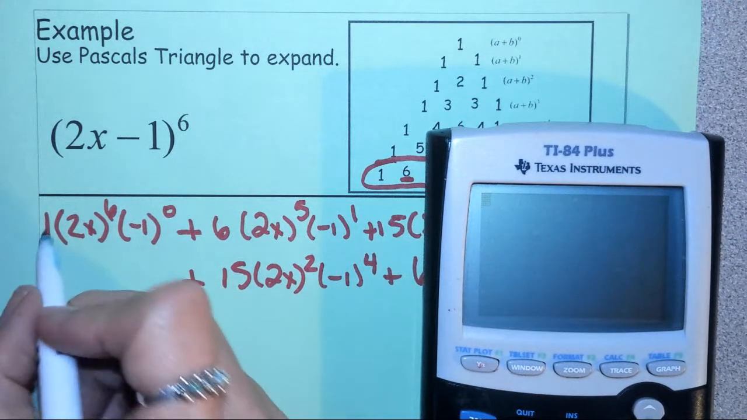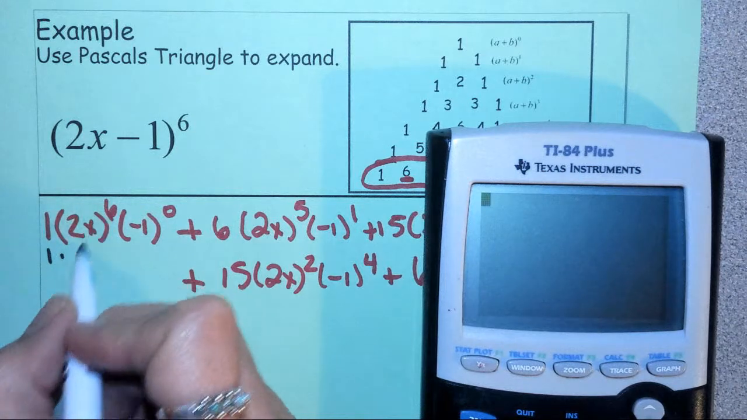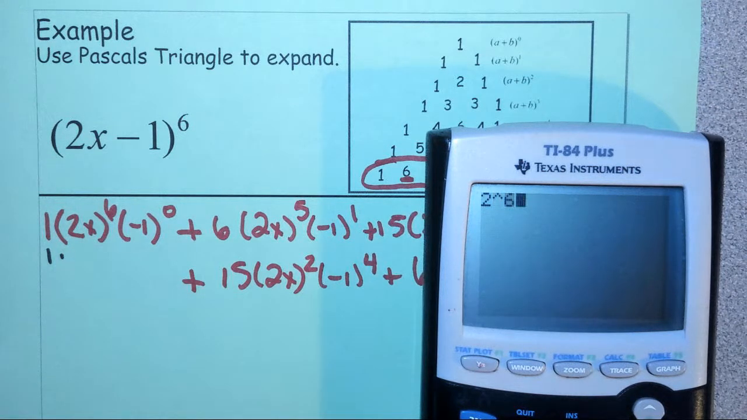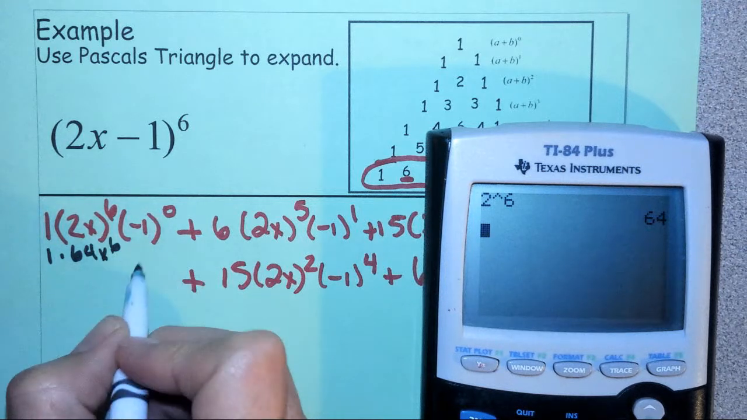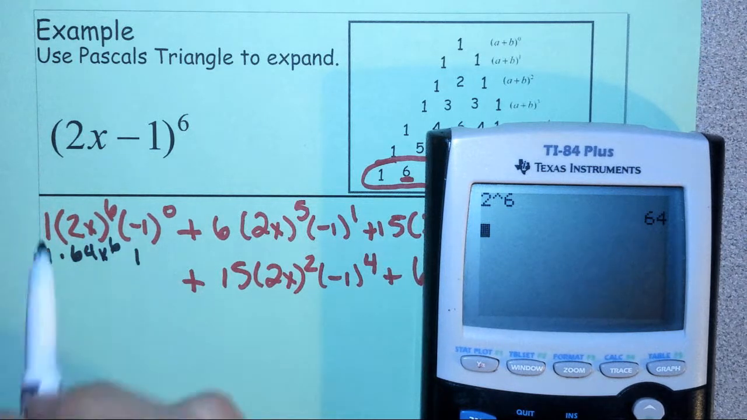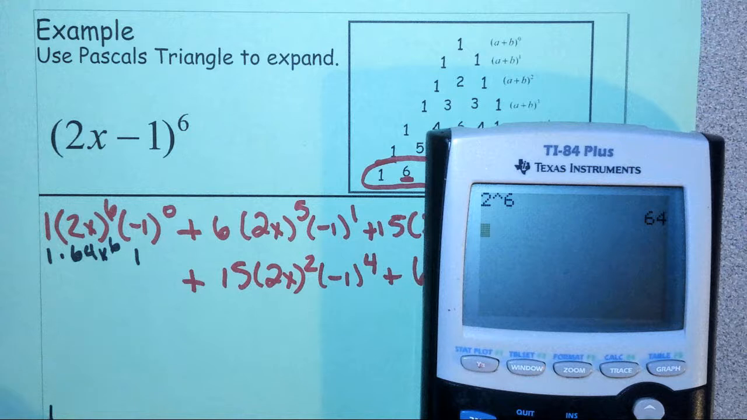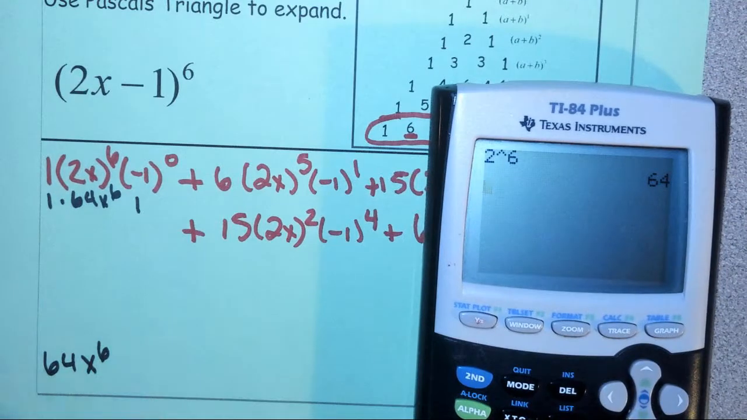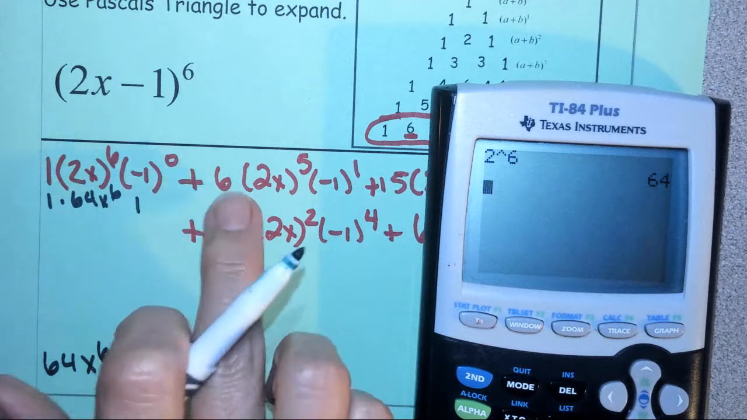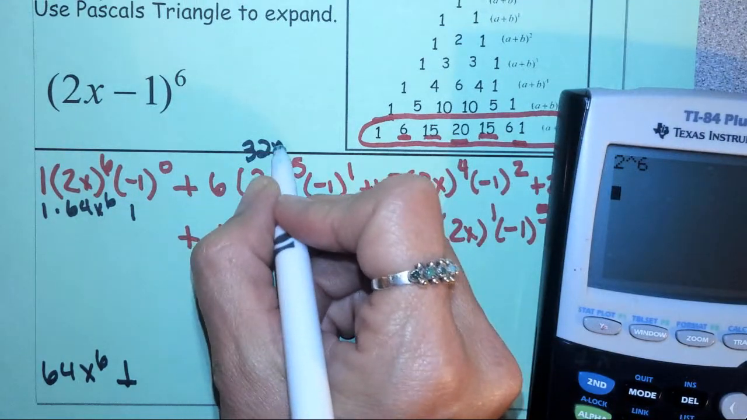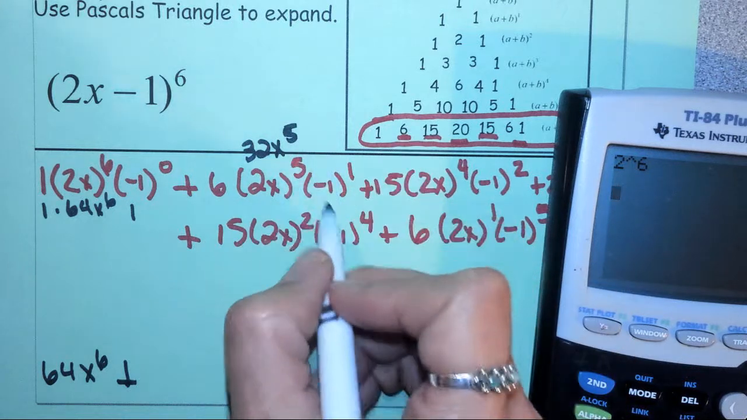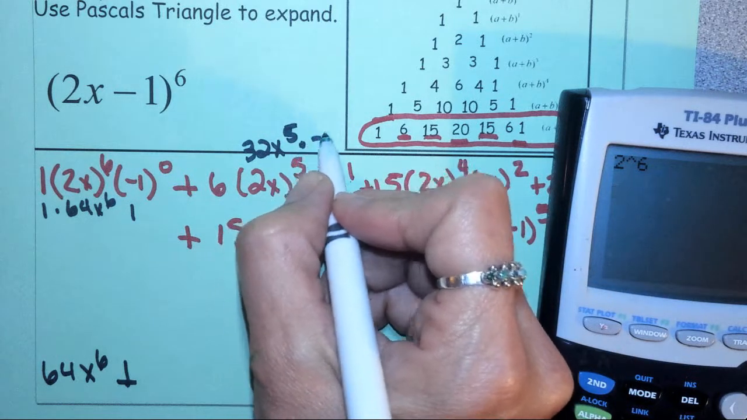So I've got 1 times 2 to the 6. So 2 raised to the 6 is 64, x to the 6, and negative 1 to the 0 is 1. So 1 times 64 times 1, 64x to the 6. Okay, my second term. I've got 2 to the 5th, which is 32, x to the 5th. Negative 1 to the first power is negative 1.